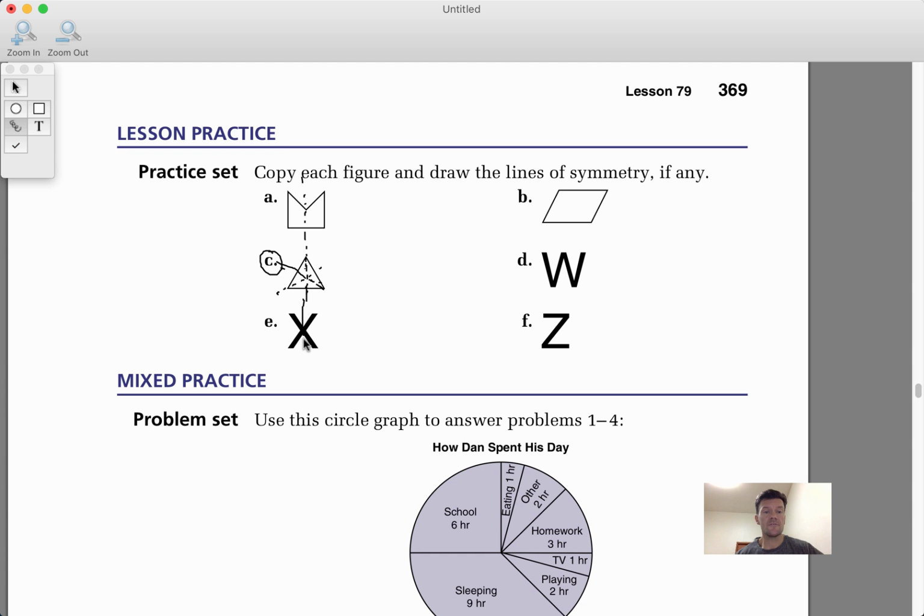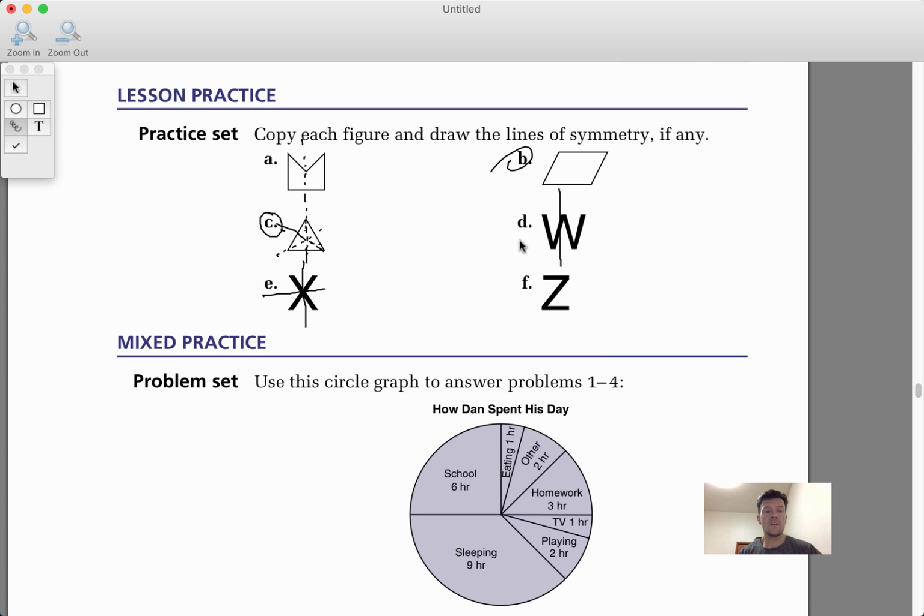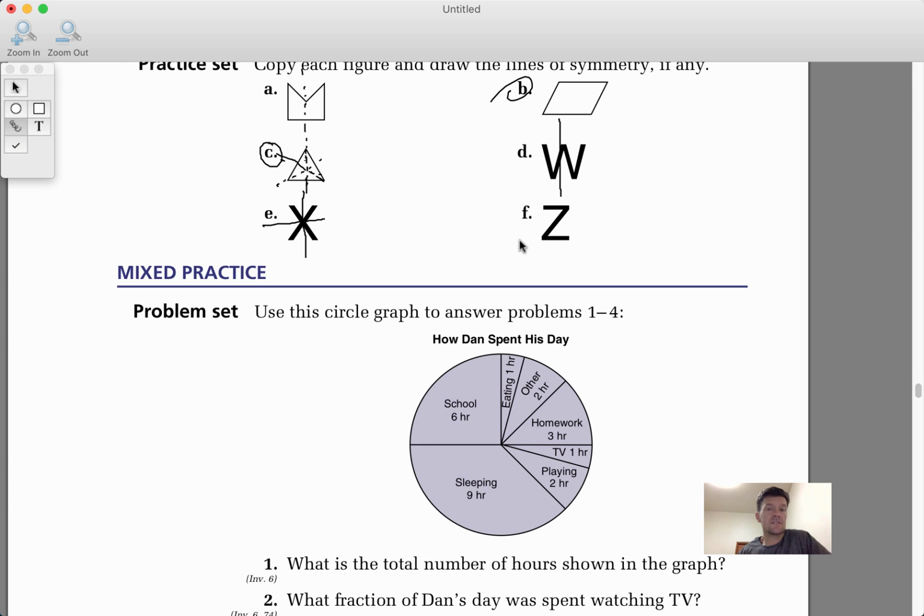This letter, you can draw a vertical line of symmetry, a horizontal one. The Z doesn't have really any line of symmetry. The W, you could draw a vertical line of symmetry there, and this object doesn't look like it has an obvious vertical or horizontal line of symmetry. Okay? So that concludes the lesson.